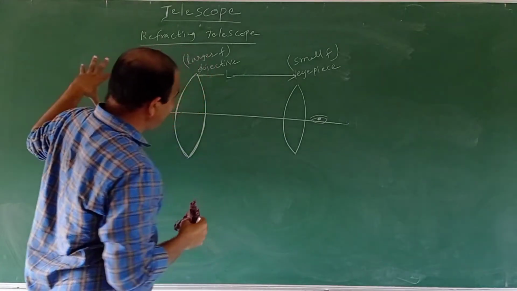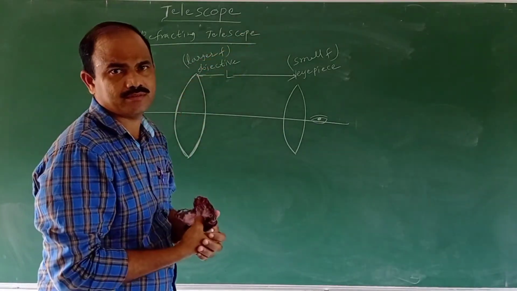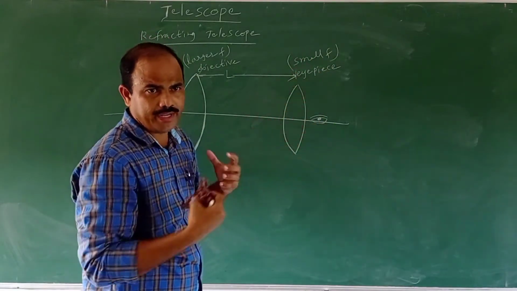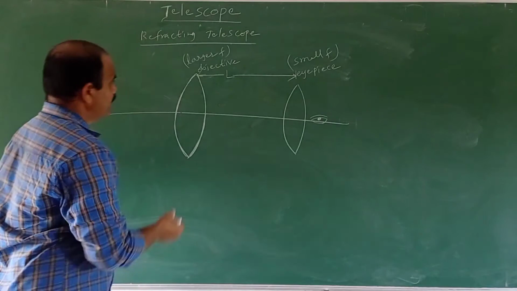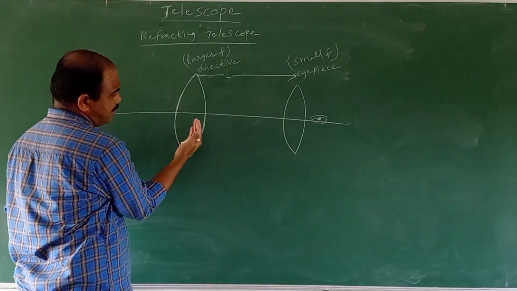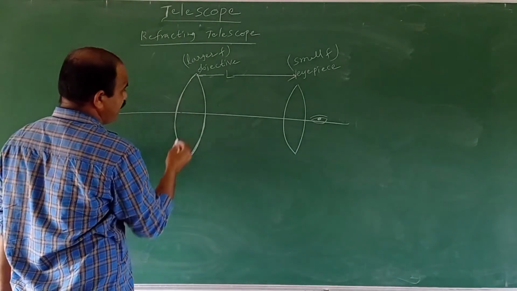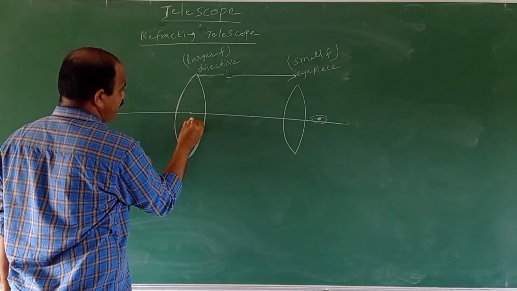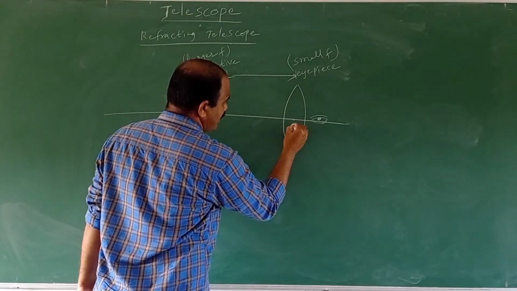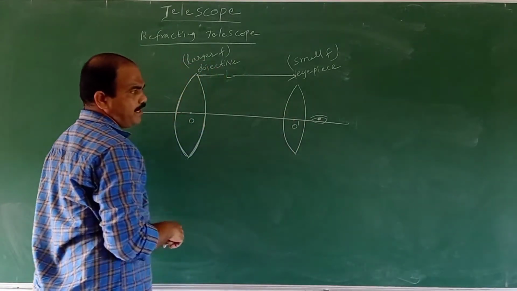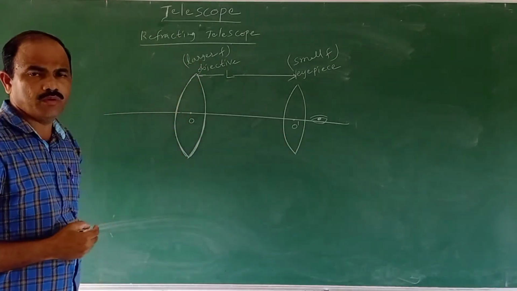Because it collects more rays from a distant object. Now this is the convex lens which is towards the object. But where is the object? The object is at infinity. Now consider this is the optic center of the objective and this is the optic center of the eyepiece. The optic center of the eyepiece will be O dash and the optic center of the objective will be O.